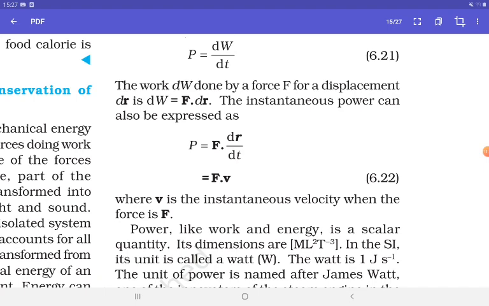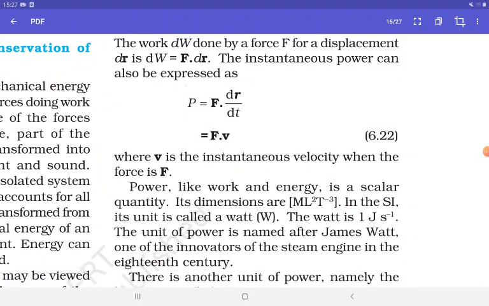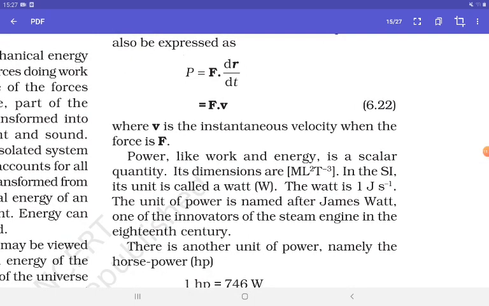Power, like work and energy, is a scalar quantity. Its dimensions are M L squared T to the minus 3. In SI, its unit is called watt. The watt is 1 joule per second. The unit of power is named after James Watt, one of the inventors of the steam engine in the 18th century.